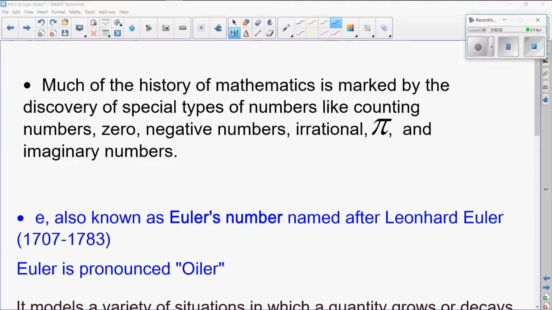Much of the history of mathematics is marked by the discovery of special types of numbers. We're thinking about counting numbers, the number zero, negative numbers, irrational numbers. We also think about pi. Pi, you remember, is the circumference divided by the diameter, and imaginary numbers, which is the square root of -1.